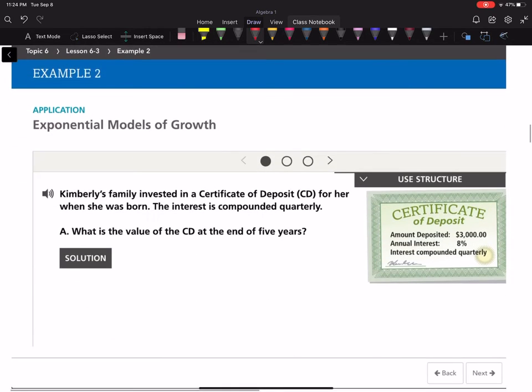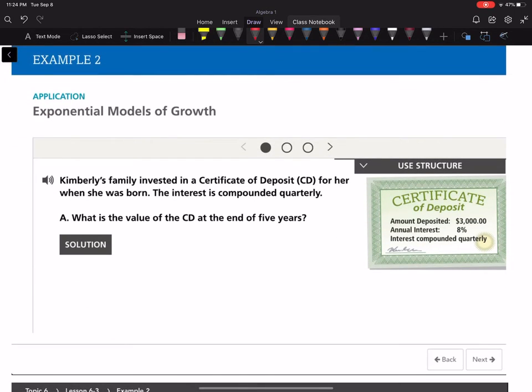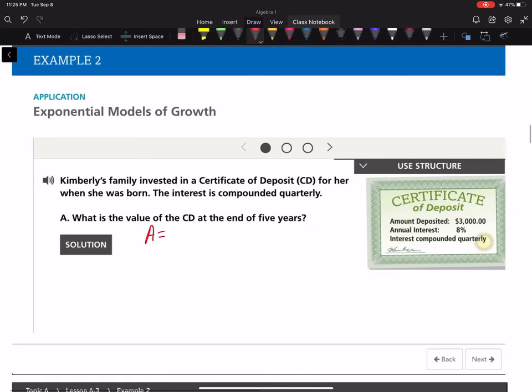So let's try one. Example 2 says Kimberly's family invested in a certificate of deposit for her when she was born. The interest is compounded quarterly. What is the value of the CD at the end of the 5 years? So what we're going to do is I'm just going to write the equation here, just so we make sure we know everything. A equals P times (1 plus R divided by N) to the NT power.